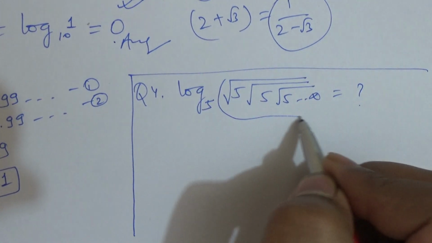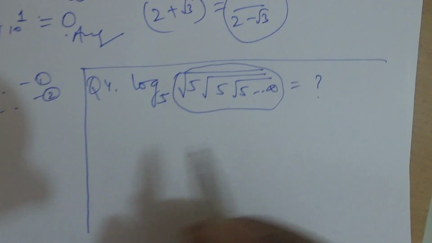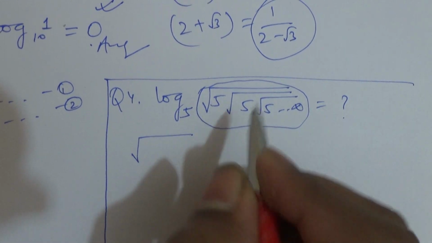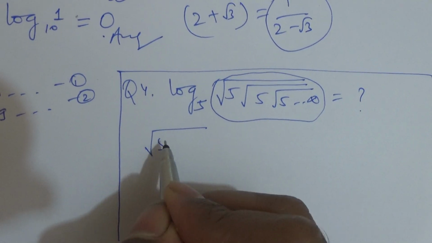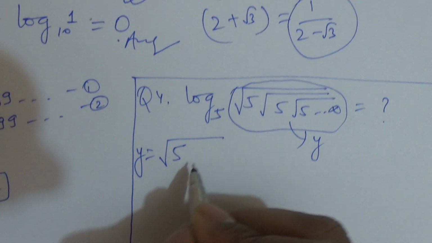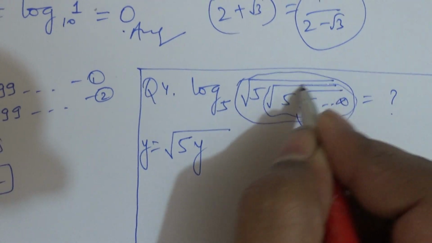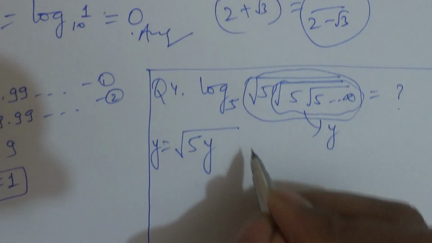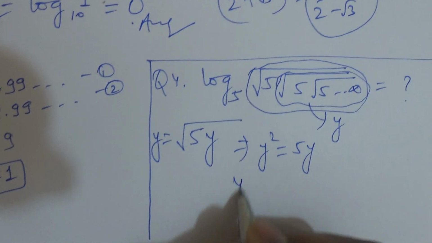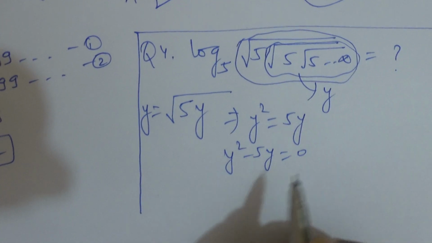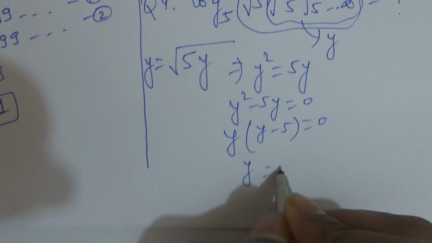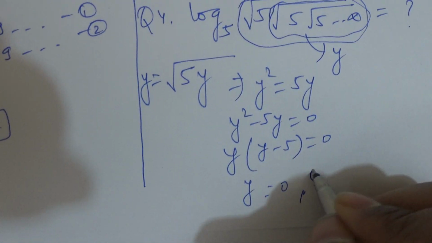Now let us solve this first. You must have solved it in the earlier classes, it is an interesting one. So the 5 is repeated infinite times, so let this be y. Y is equal to under root 5y. This implies y square equal to 5y. We transfer, y square minus 5y equal to 0. Y into y minus 5 equal to 0. Y equal to 0 and 5.